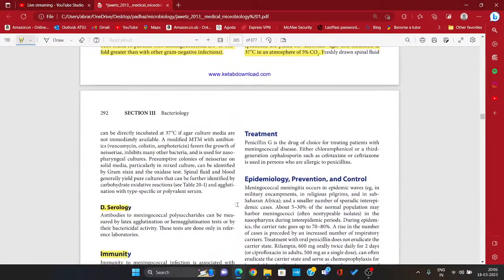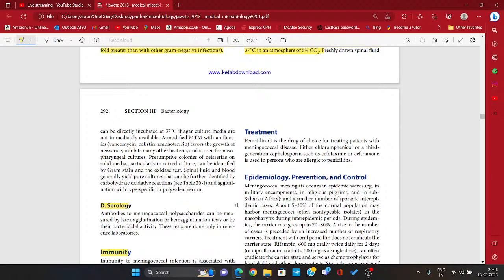So, treatment. Penicillin G is the drug of choice for treating patients with meningococcal disease. Either chloramphenicol or a third generation cephalosporin, such as cefotaxime or ceftriaxone, is used in persons who are allergic to penicillin. Penicillin is important.